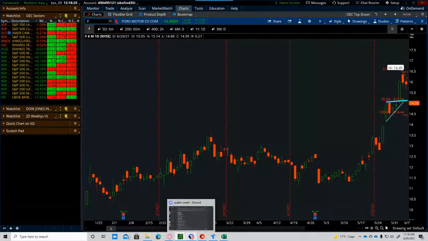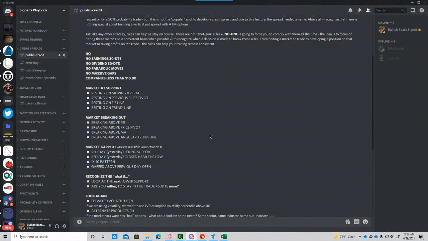Now, what we've been talking about is one single strategy, this at the money credit spread. Finding price resting on a moving average, like a pullback to a 20. Resting on a previous price pivot, like a trending market that pulls back to its last 100 line on the Fibonacci. Resting on a trend line, like an angular support or an angular resistance. Or on the breakout side, breaking out of a fib, breaking out of a price pivot, breaking out of moving averages, or breaking out of an angular trend line.